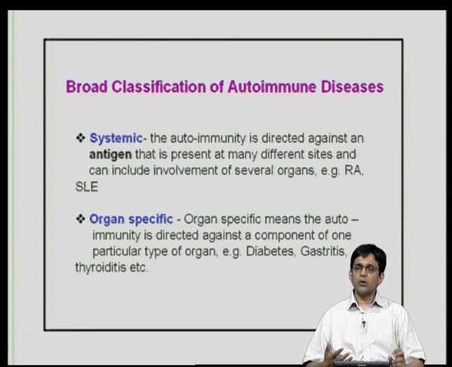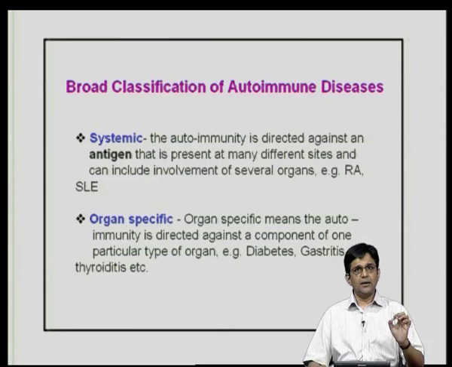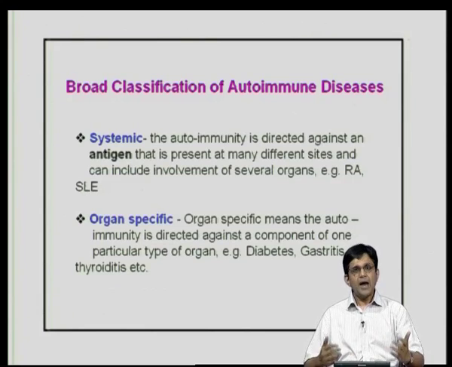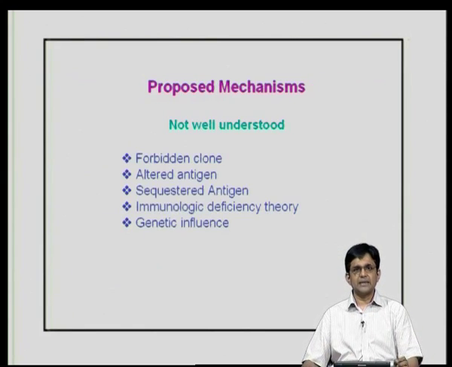In case of organ specific, the one that comes to mind is diabetes, for example, and it is here where you have an immune response against your pancreatic beta cells which produce insulin, and so that becomes a problem. Then you have thyroiditis, where the thyroid is affected, and gastritis, where the gastrointestinal tract is affected, and these are some things that we will be studying in this class. Okay.